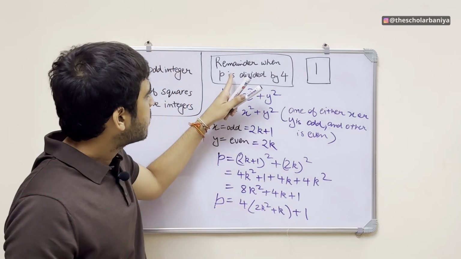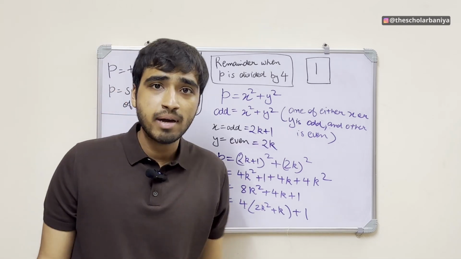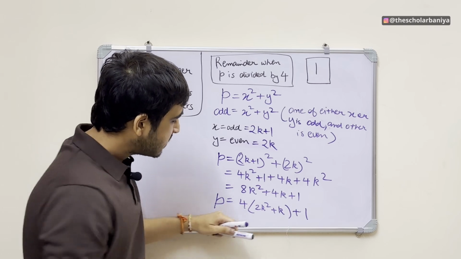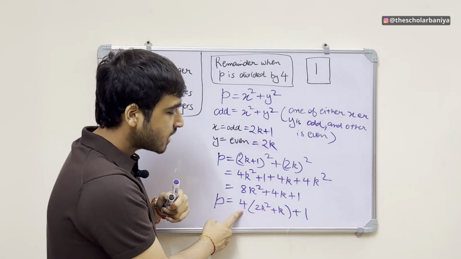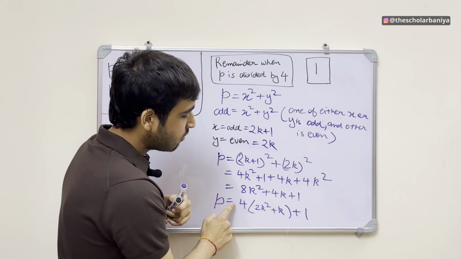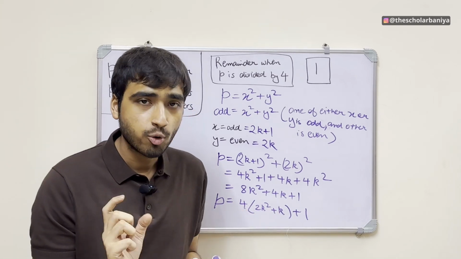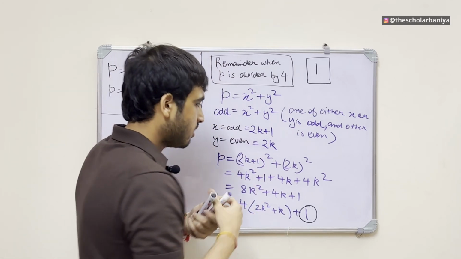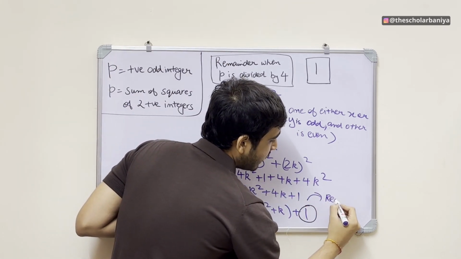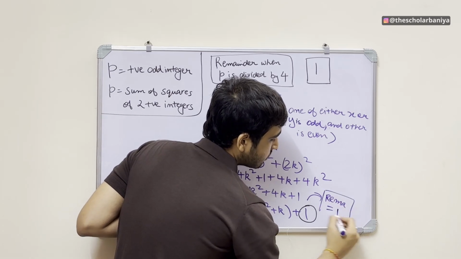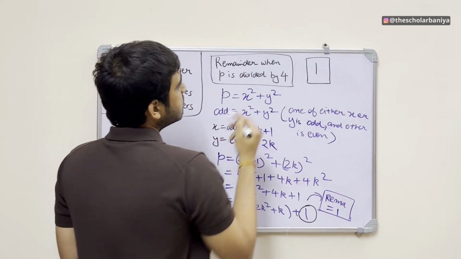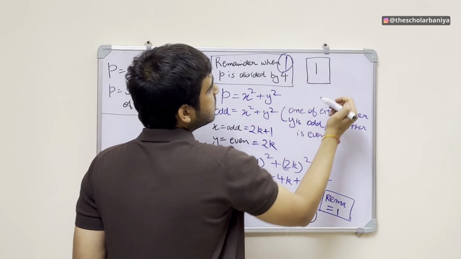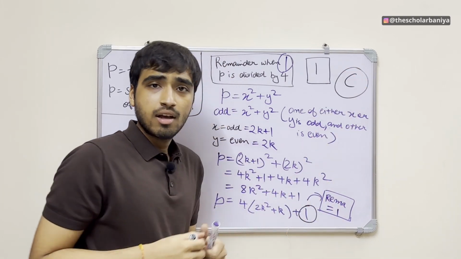Now we were asked in the question what is the remainder when p is divided by 4. So if you divide this number by 4, obviously this part is divisible by 4, because you can see 4 is over here. So if you divide this by 4, 4 and 4 will cancel. So this is absolutely divisible by 4. So what will be left? 1 will be left. So that means the remainder is 1. You get 1 as the remainder. So since 1 and 1 are equal, the answer is C. I hope this is clear.